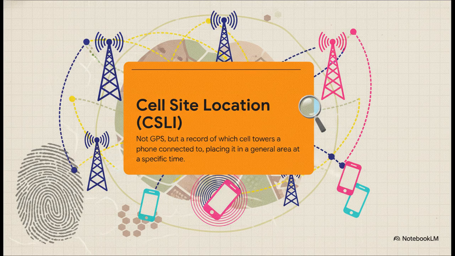Okay, next we have CSLI. And listen, this is a really important distinction. This is not GPS. It's not going to give you a perfect little dot on a map. What it is, is a record of which cell towers your phone was talking to, or shaking hands with. So it puts a device in a general area. Think a few city blocks, or maybe a couple of miles out in the country, at a very specific time.